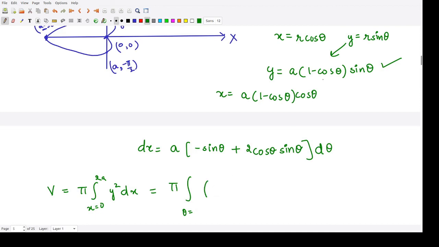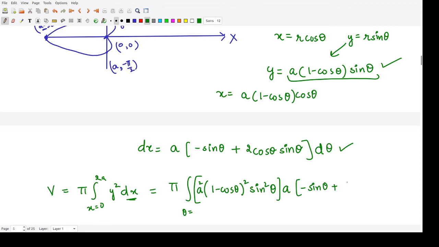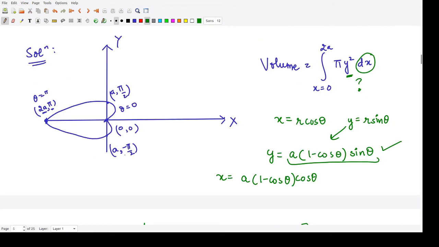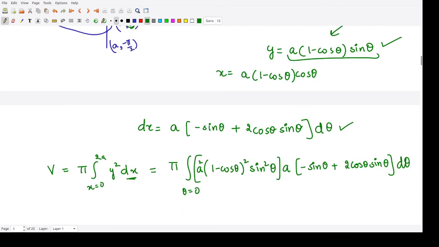And what is y square? This is our y, so y square would be a square into 1 minus cos theta whole square, sin square theta. What is dx? dx is this quantity, so we have a into minus sin theta plus 2 cos theta sin theta d theta, and the limits of theta vary from 0 to the point pi. So the limit now becomes theta varying from 0 to pi.